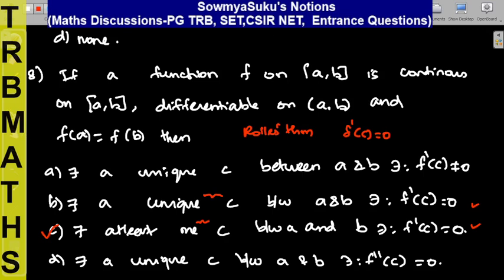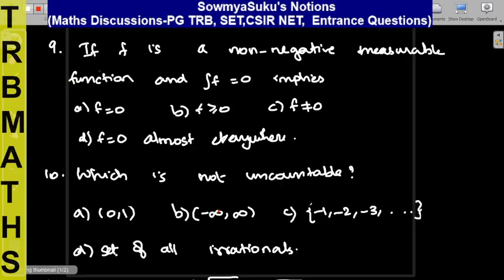The next question. If f is a non-negative measurable function, and the integral of f is equal to 0, implies f equal to 0, f greater than or equal to 0, f not equal to 0, f equal to 0 almost everywhere. So option D is the right one.